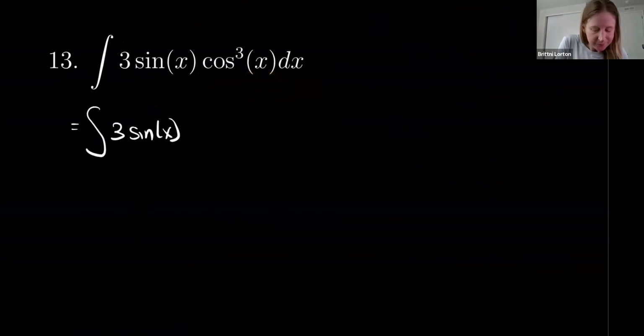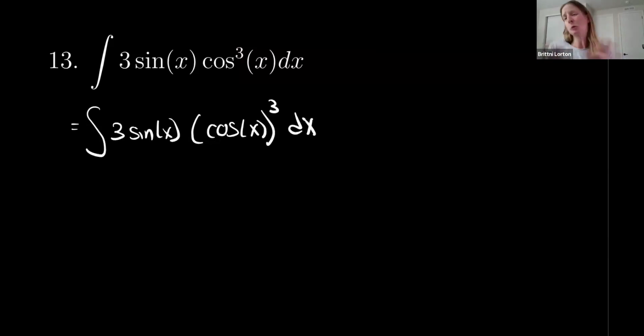Cosine cubed. I don't know. It's always kind of weird to see that cosine cubed like that. What it actually means is cosine of x cubed. That's really what it means. I think that's more visual. You don't have to write it that way. So long as you know those two are equal, you're going to be in good shape.